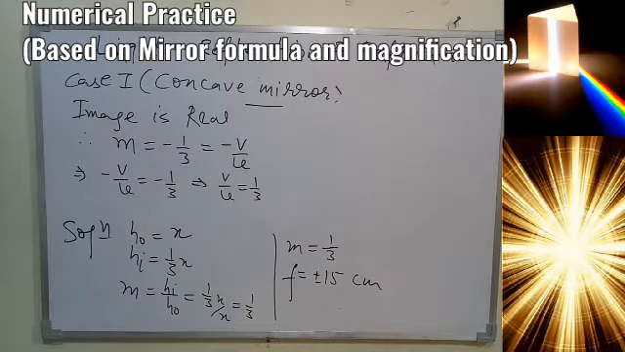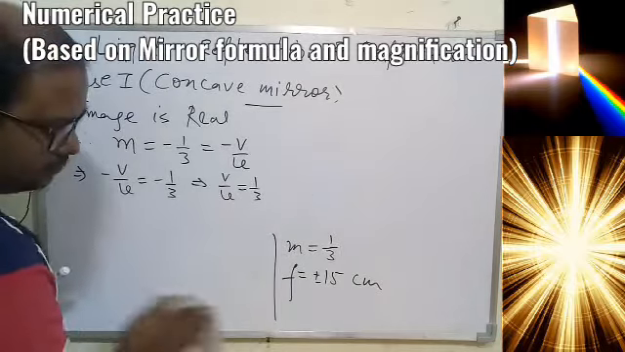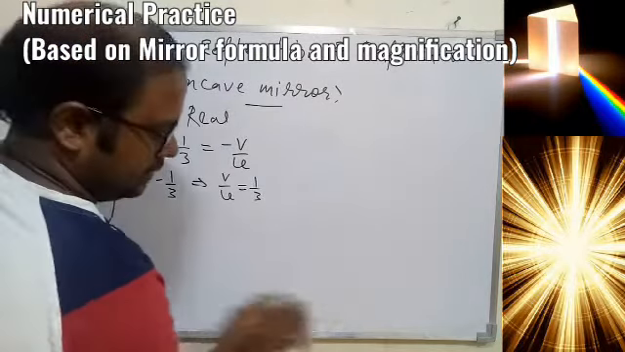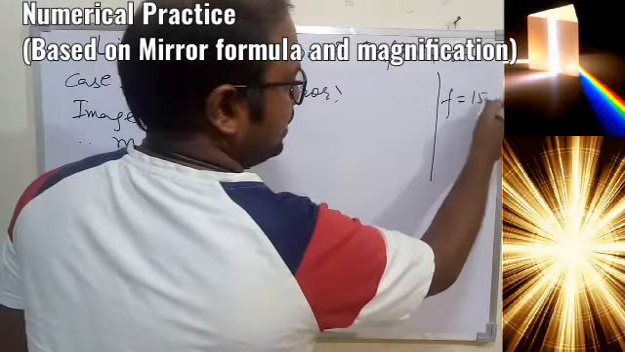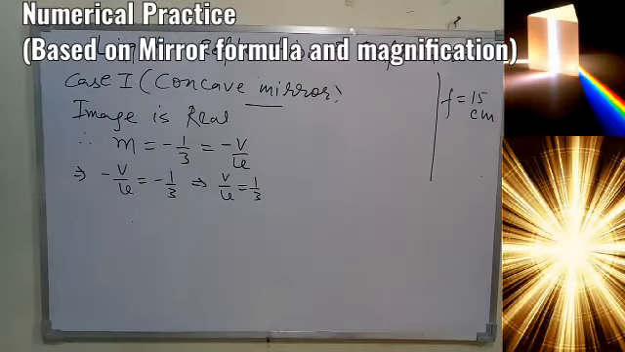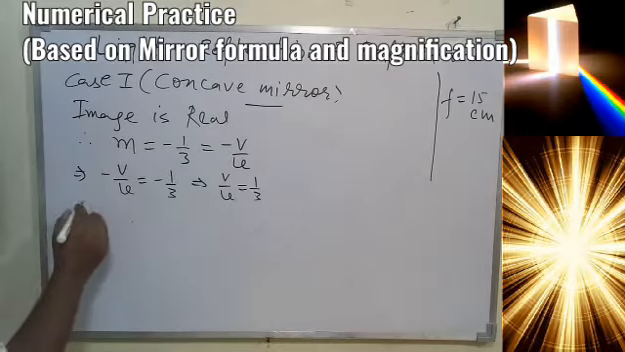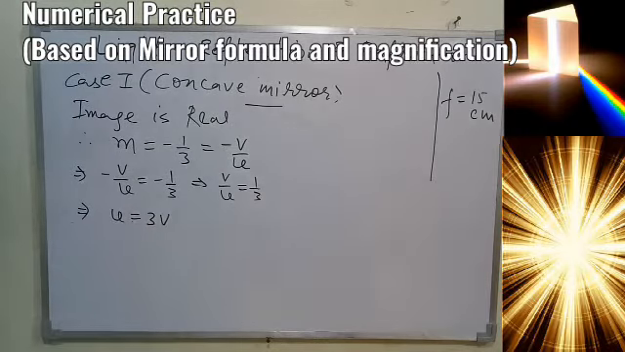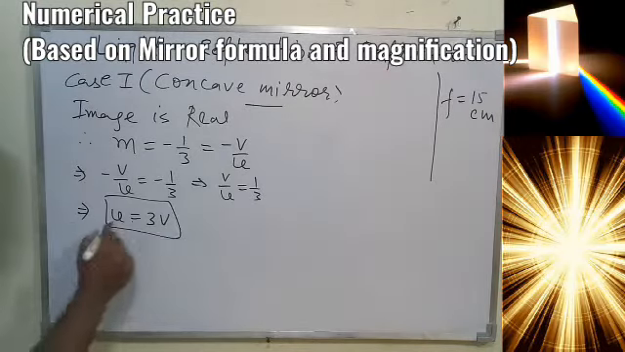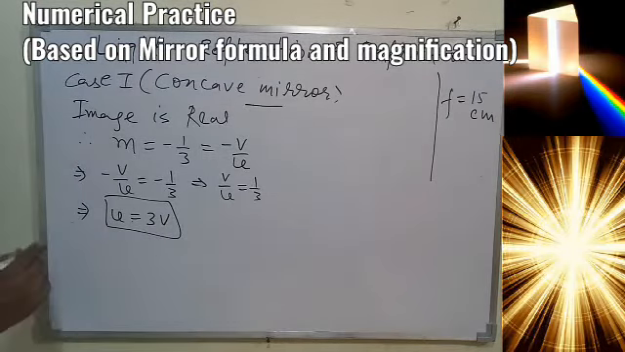Okay, now this we don't need, and this also let's write down somewhere. 15 centimeter we are given. So solving it, we get one relation from this: u is equal to 3v.